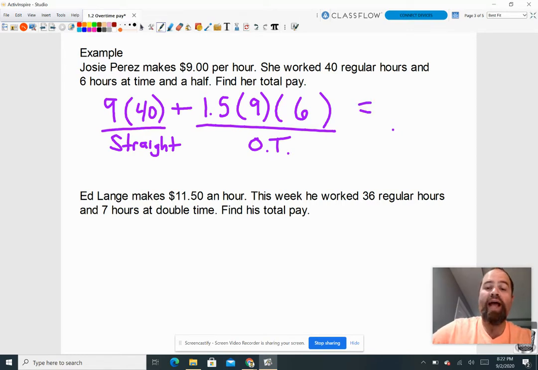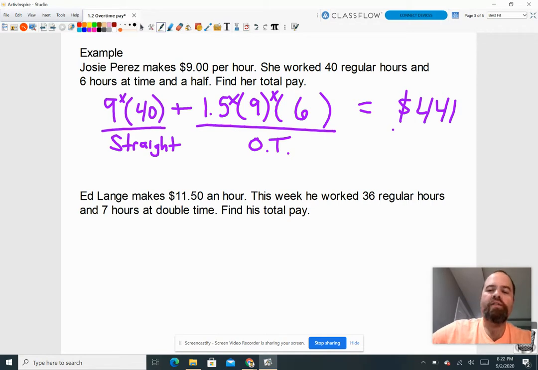If your calculator has parentheses, feel free to use those. If not, you just need to make sure to multiply instead of inserting these parentheses. Right? Every calculator would be able to do that if you did the multiplication. So when I worked this out, I got $441. Not bad for a week.